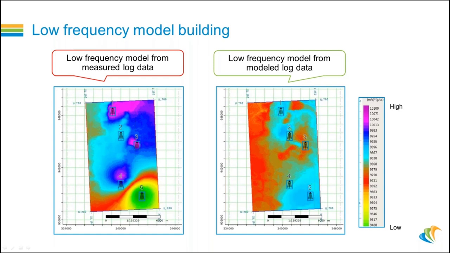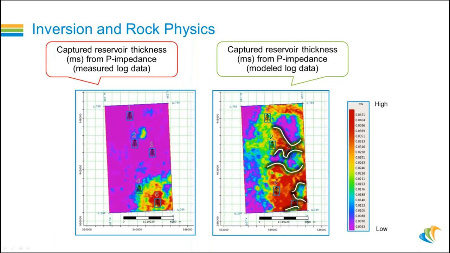So I get a much smoother low frequency model, much closer to reality, using my model logs in this case. And then I will use the same low frequency model to do inversion on my seismic. Here you see the results of such a process if you use two different low frequency models. On the left, again, you see the capture of the reservoir thickness using the measured logs and the reservoir thickness using the model logs. You will end up with two different images of your subsurface. This is just because you are using different low frequency models. Your seismic is still the same.